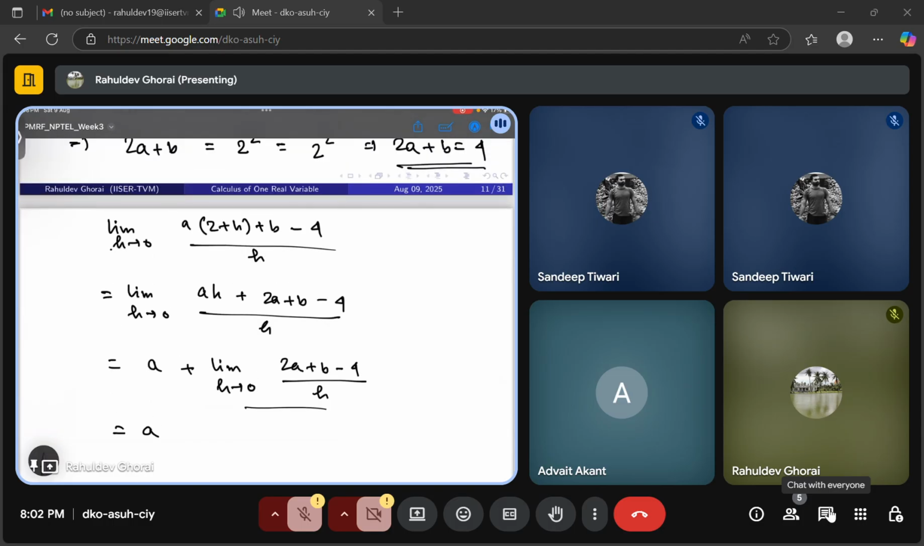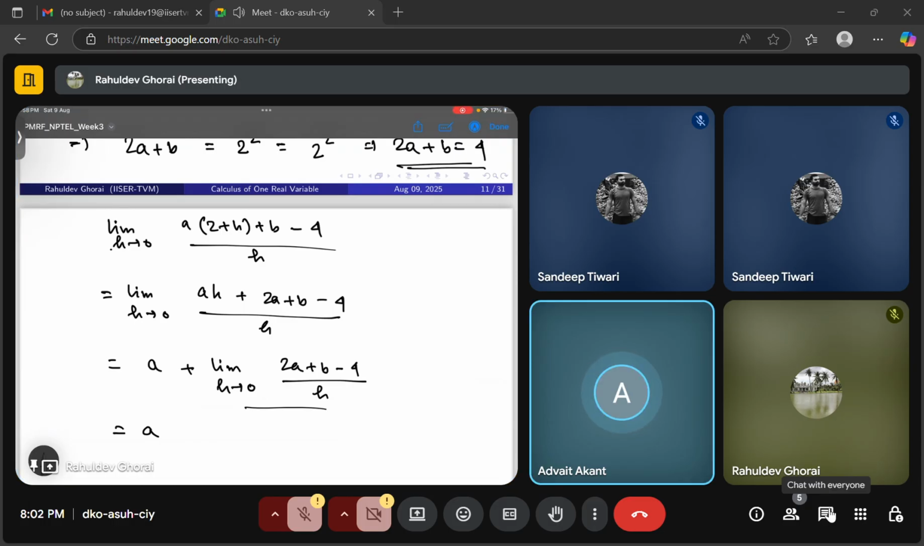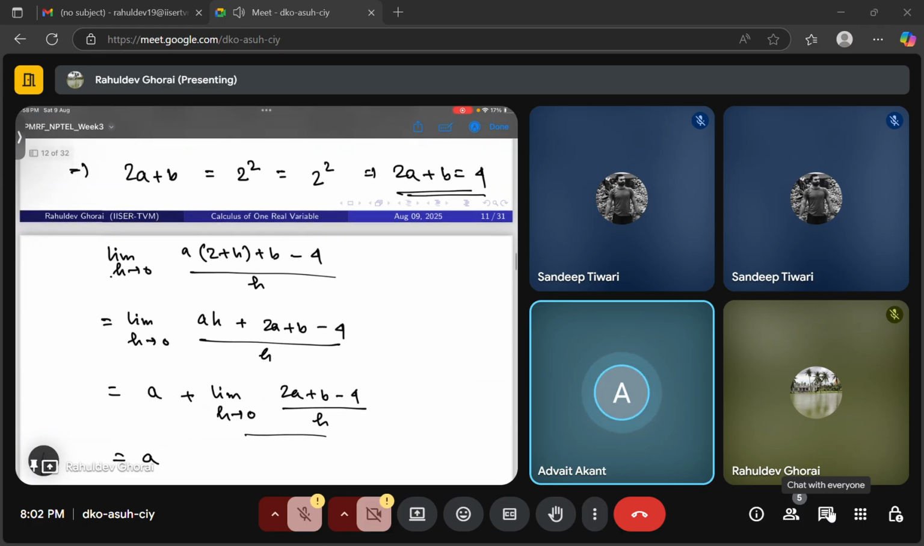Because it is coming A itself. It is not giving different values for h greater than 0 and less than 0. It is not coming different, right? Even if h tends to 0, any h tends to 0, it is coming A. But if you take h tends to 0 plus, then I think this definition is valid.